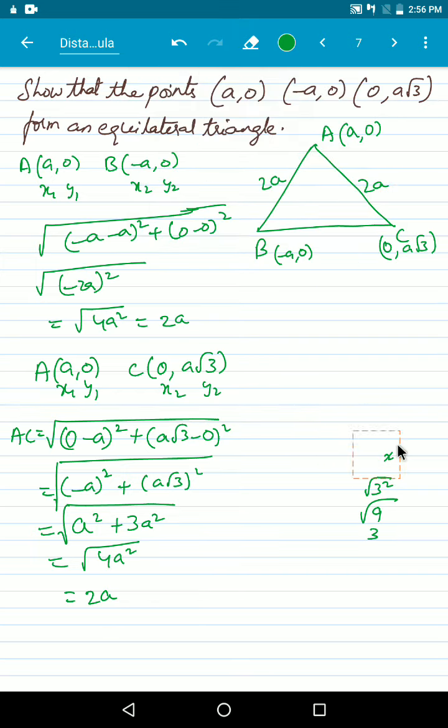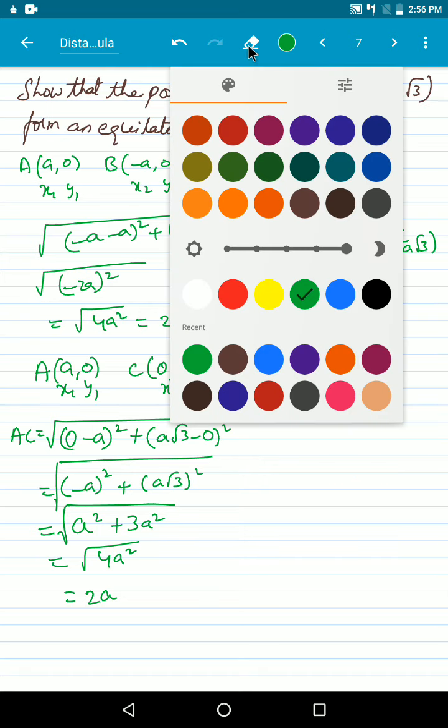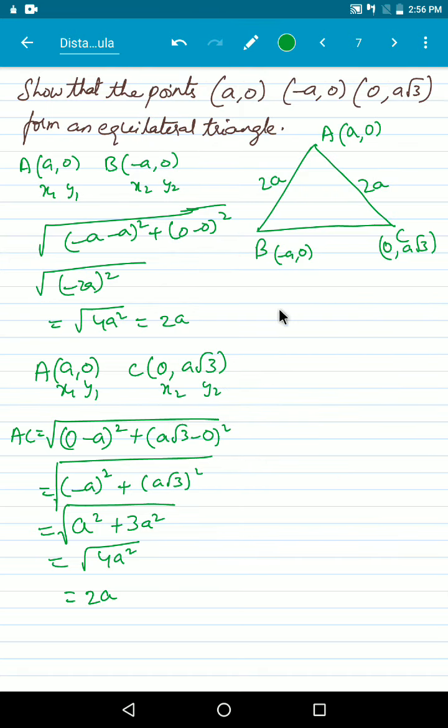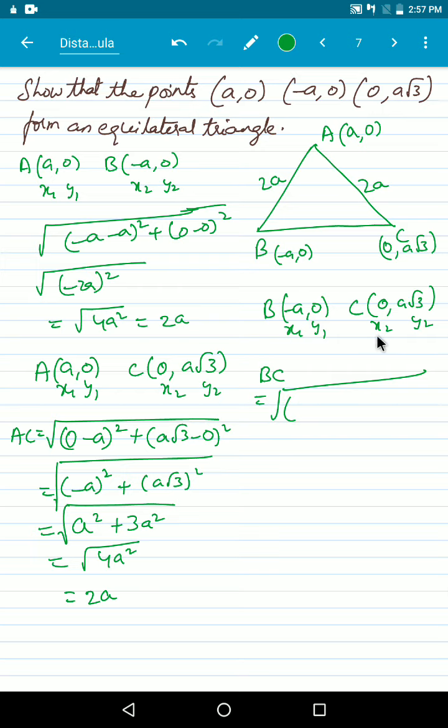Alright. Now let us find the third side, which is BC. B is minus a comma 0, C is 0 comma a root 3. So this is x1 y1, this is x2 y2. BC will be equal to how much? X2 minus x1, 0 minus of minus a will become plus a whole square, plus y2 minus y1, a root 3 minus 0 whole square. So 0 plus a is a, so it is a square, and we have a root 3 whole square.